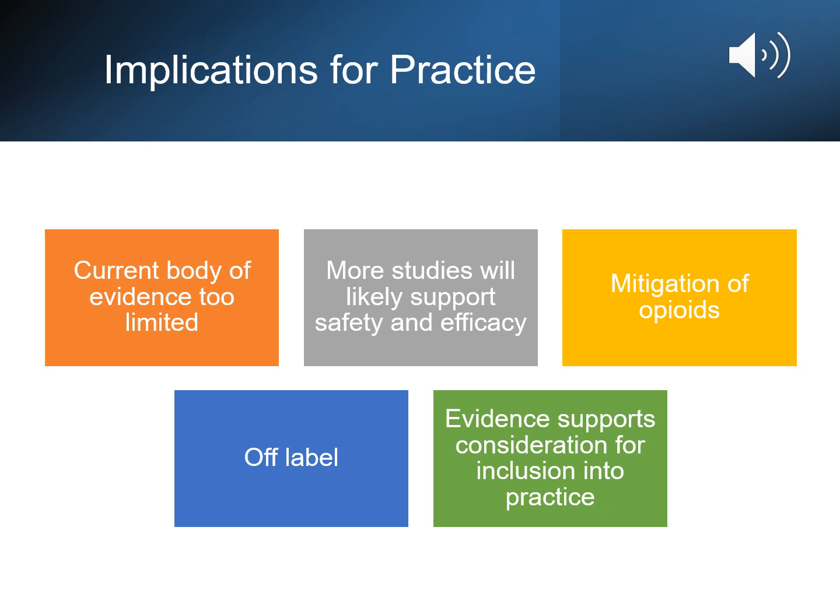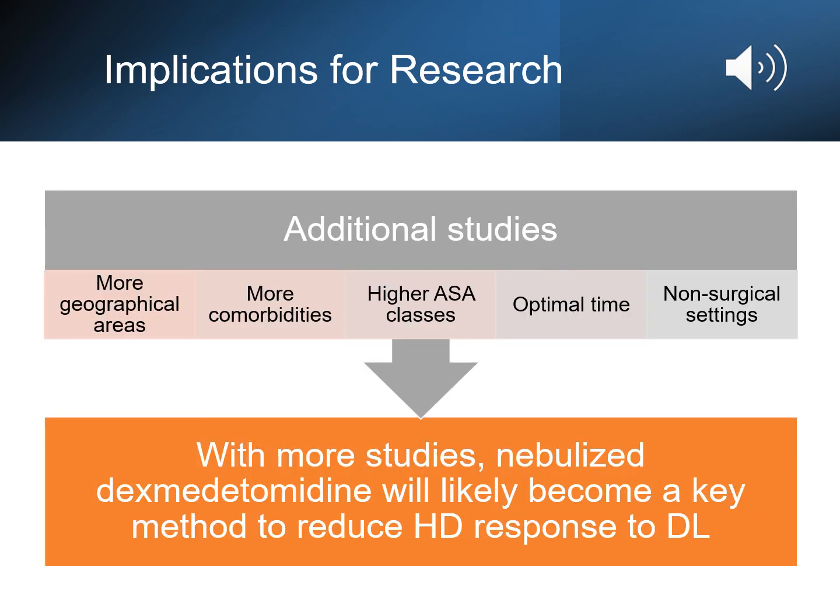There is a current and much needed push towards opioid-free or opioid-decreased anesthesia. Mitigation of opioids within the perioperative period can decrease opioid-related adverse effects. Currently, the use of nebulized dexmedetomidine is an off-label and unapproved route of administration. The evidence presented supports the consideration for inclusion of nebulized dexmedetomidine into practice. Additional studies should be performed to further confirm the safety and efficacy of nebulized dexmedetomidine, as the studies mentioned are concentrated in only 2 geographical areas. It would be beneficial to see studies from more countries, mirroring the same results.